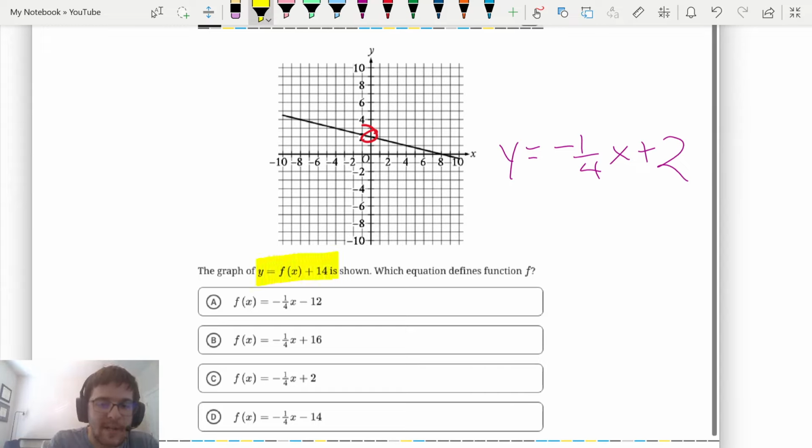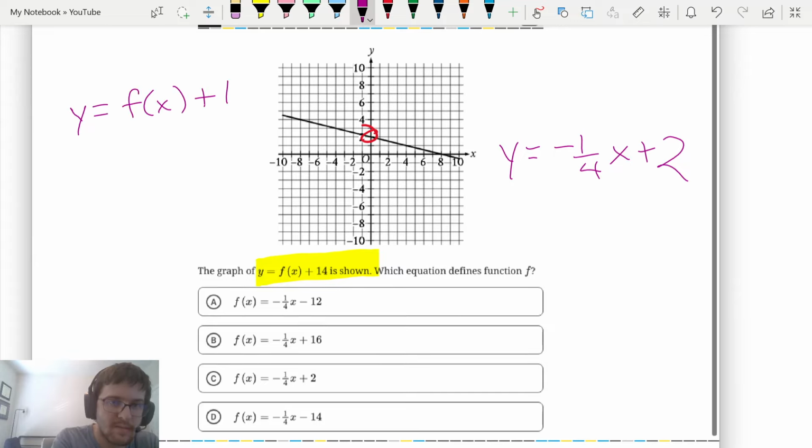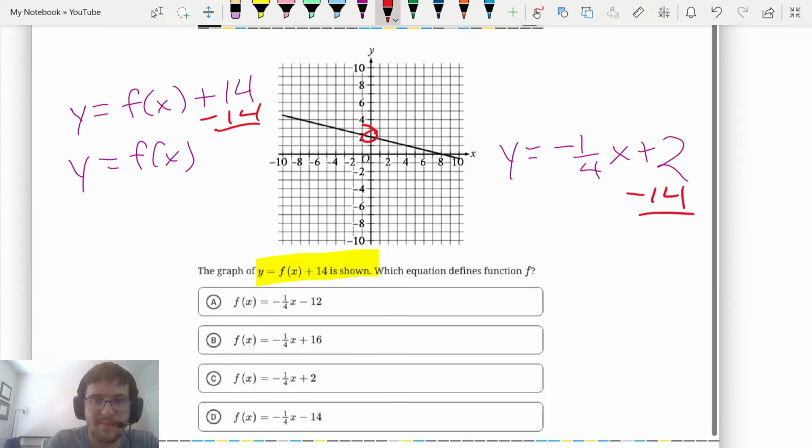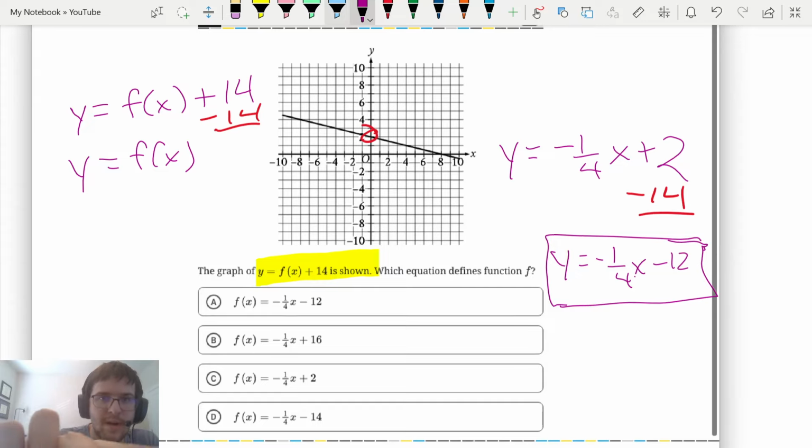And it says the graph of y equals f of x plus 14 is shown. So if we want f of x, we have to take away 14 to make it go away. So that's what we're going to do. We're going to subtract 14. And we get y equals negative 1/4 x minus 12. Really, really tricky. Lots of people probably would have rushed through this and added 14 and put B. But you have to make sure that you're understanding it correctly, that you're moving in the direction they want you to move. Okay, great. Next question.